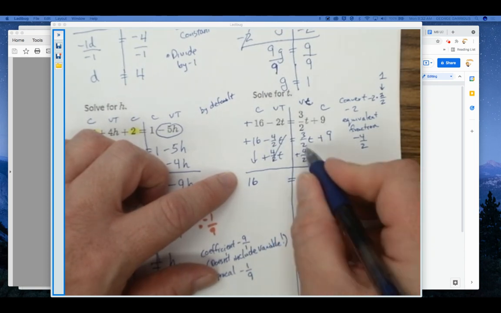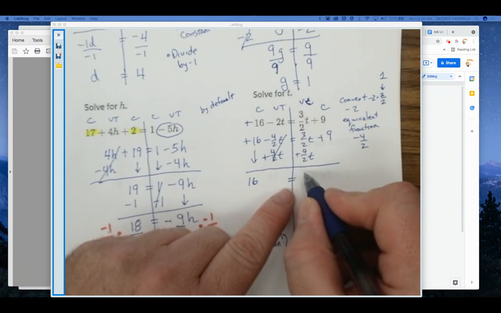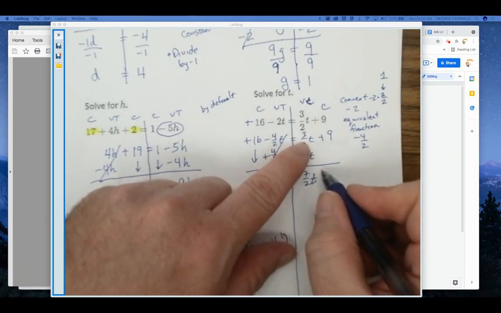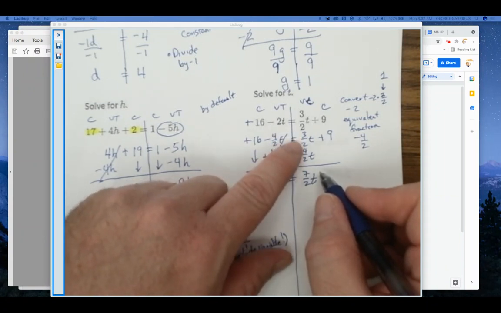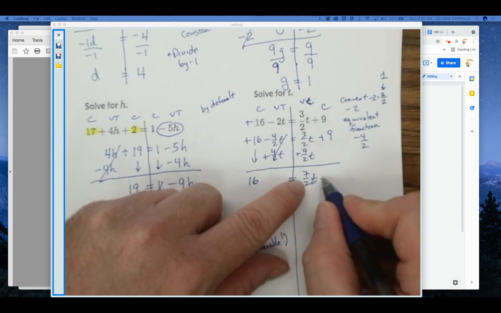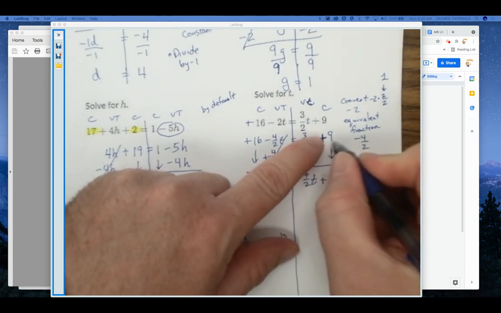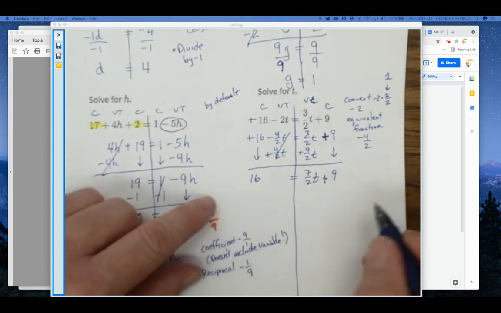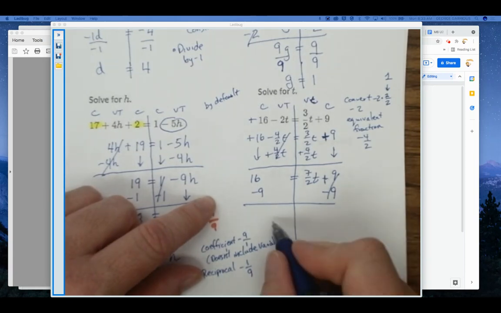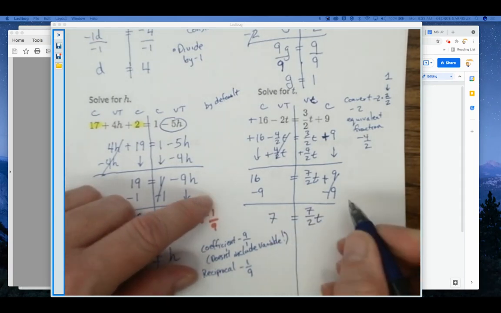16 equals, and keep it in column. Keep the equal sign here. This is 7 over 2 t. When you add fractions, you're adding the numerators, and the size has to be the same, so the size doesn't change. Bring down the plus 9, making sure that you're checking to make sure this sign is staying the same. We're almost done. Subtract 9, and 7 equals 7 over 2 t.